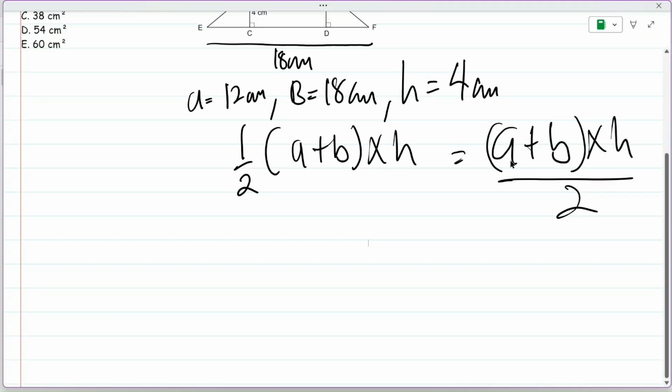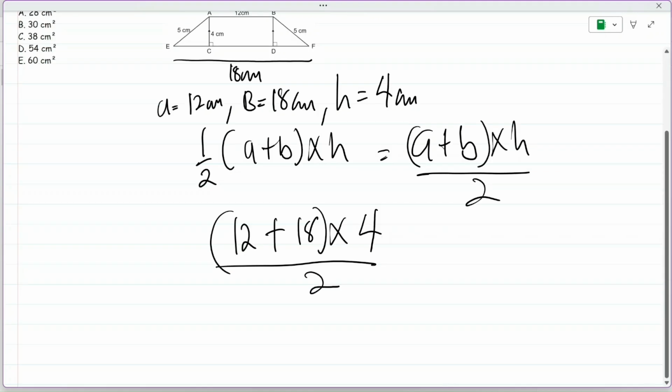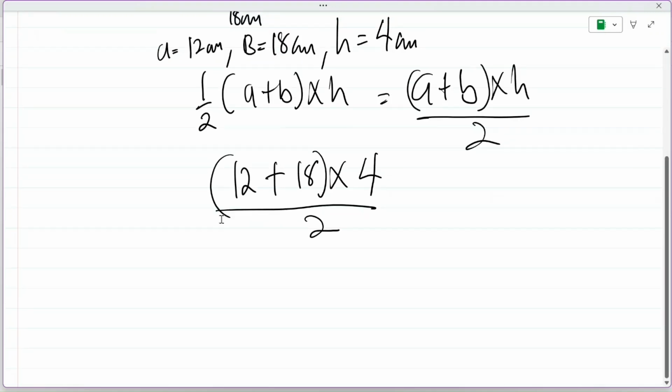We can apply this formula that says A plus B in bracket times H over 2. Our A is 12, our B is 18, put it in bracket times our H, which is 4 over 2. It's best to solve what is in the bracket first. You solve what is in the bracket first to save yourself problems. So we have 12 plus 18, which is 30, times 4 over 2.